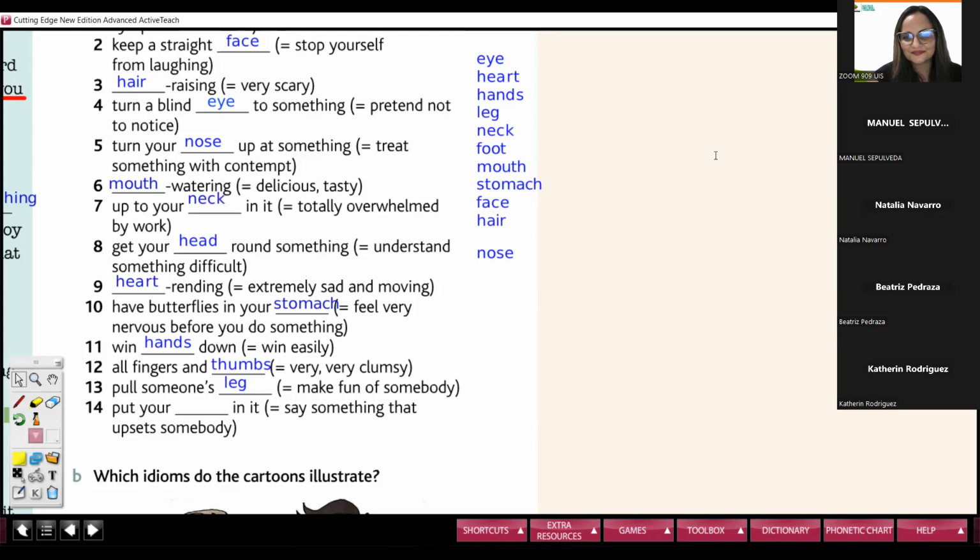I know one, but it's different to this. Oh yeah, it is different, but it's with leg. Yes. I know break a leg. It's like good job or when you are wishing good luck to the other person, you say break a leg. Yeah? Break a leg. Yeah.